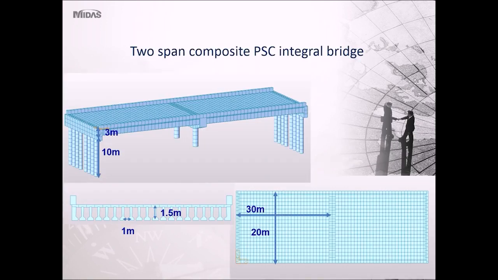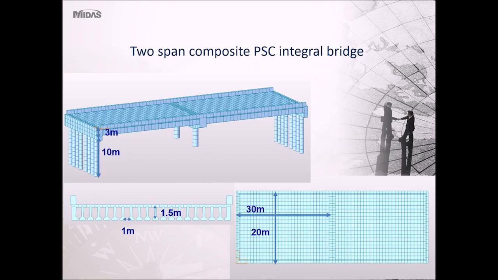So this is the model I'm going to be creating today. As you can see, it has two spans. Both spans are 30 meters long. The width of these are 20 meters. The center to center distance between the girders are 1 meter and their depth is 1.5 meters. The girders are integrally connected to the abutment. The abutments are 3 meters deep and the piles are 10 meters.